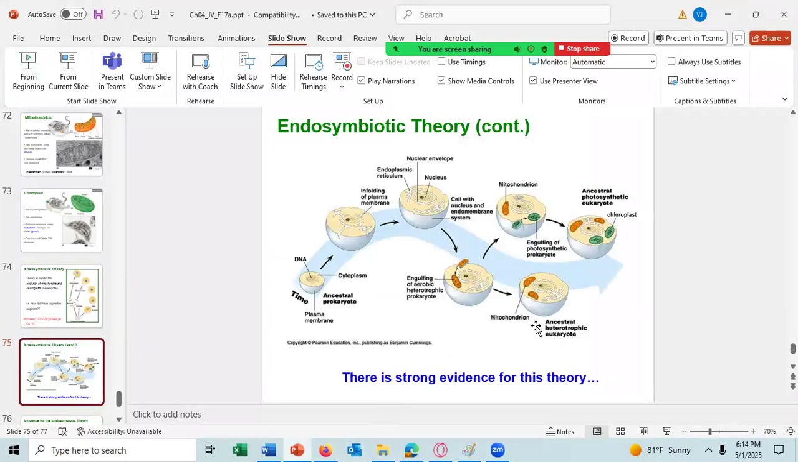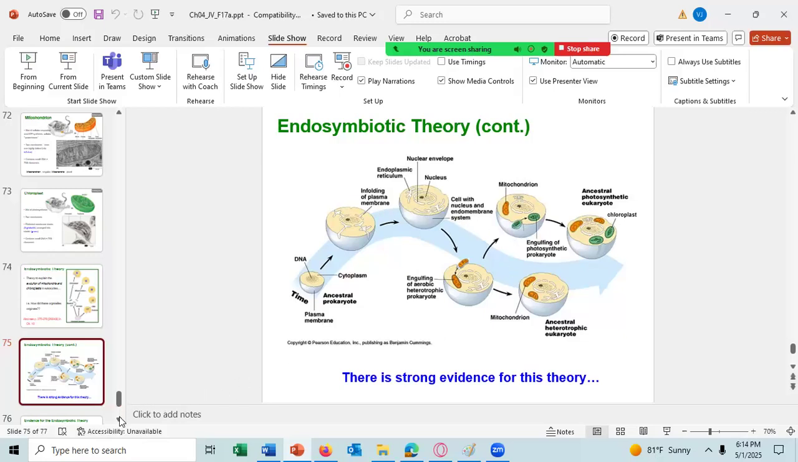For animal cells, this happened one time where they engulfed the bacteria, which evolved after many years into the mitochondria. For plant cells, it happened twice. Once they engulfed a bacteria, which became the mitochondria, and they engulfed another bacteria, which became the chloroplast. And that's the theory for the evolution of mitochondria and chloroplasts.